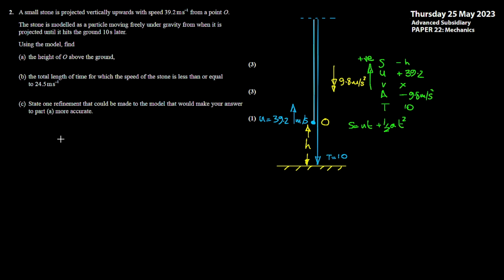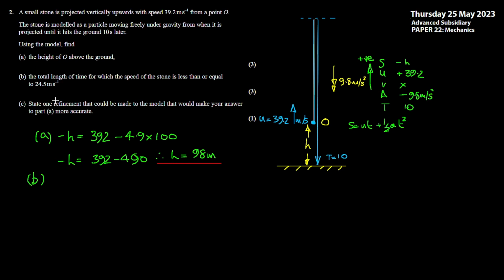So plugging in my variables, this is part A. So I get minus h is equal to u times t, which is 10 times this, which is 392. Half of a, remember a is negative 9.8, so this is negative 4.9 multiplied by t squared, which is 100. So negative h is equal to 392 minus 490. So therefore h is equal to 98 meters. And that's the answer to part A.